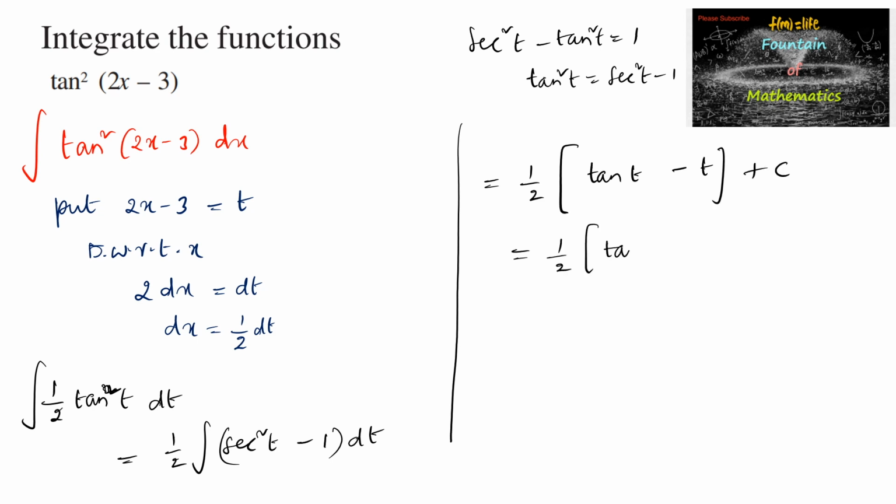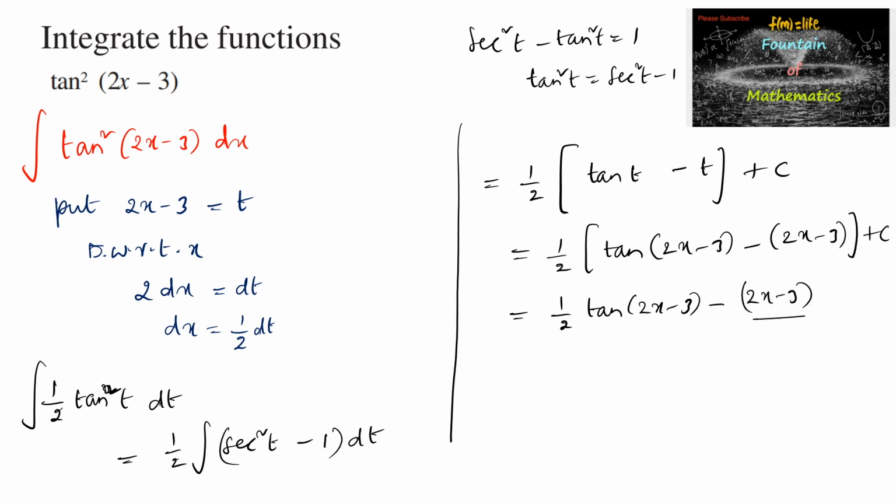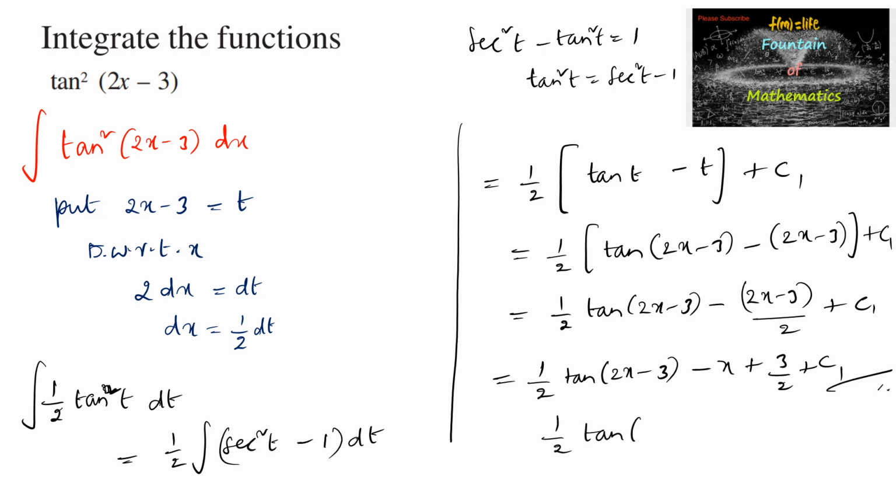That is 1/2 times tan of, substituting back t = 2x - 3, minus (2x - 3), plus c. So we can write 1/2 tan(2x - 3) minus (2x - 3)/2 plus c is the answer. Or this can also be written as 1/2 tan(2x - 3) minus 2x/2, which is x, plus 3/2 plus c. Or even consider c1 as a constant here: 1/2 tan(2x - 3) minus x, plus 3/2 plus c1 is another constant, take it as plus c. Okay.